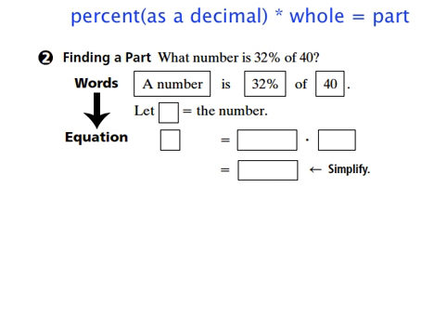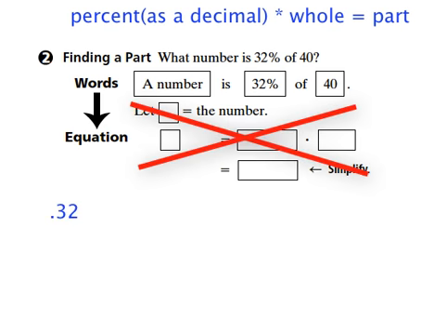So we write 32% as a decimal. So 0.32 times 40 equals n. 0.32 times 40 is 12.8. So 12.8 is 32% of 40.